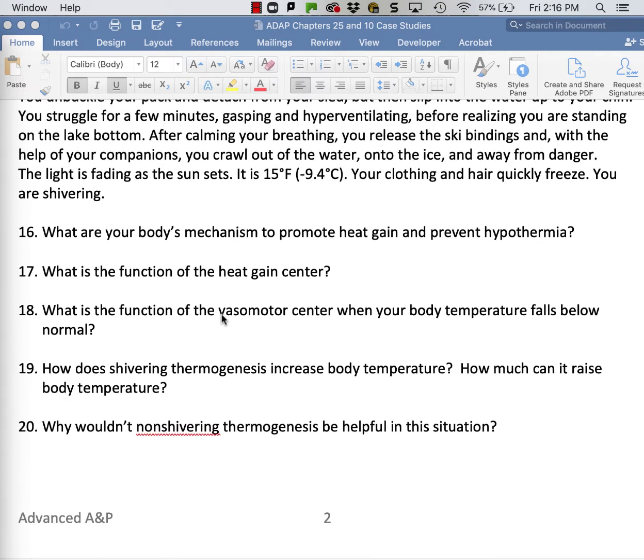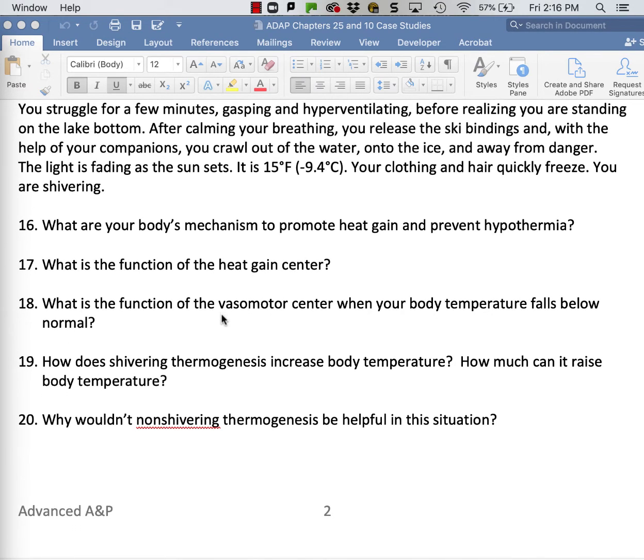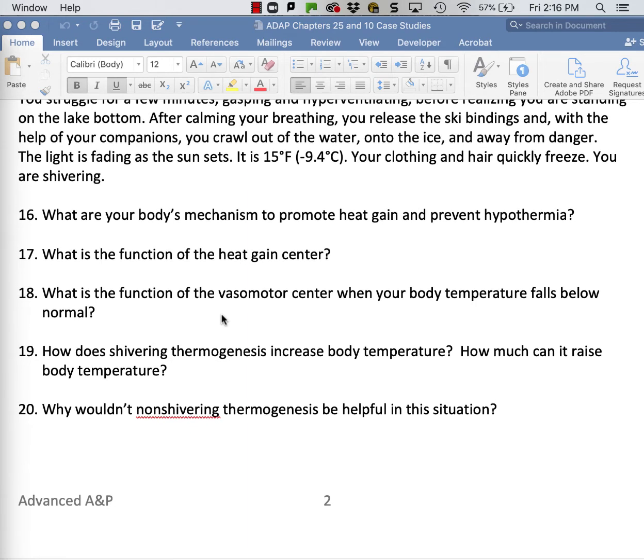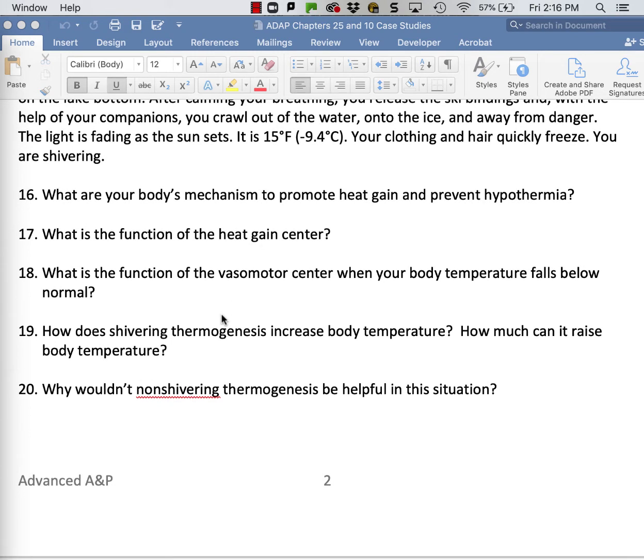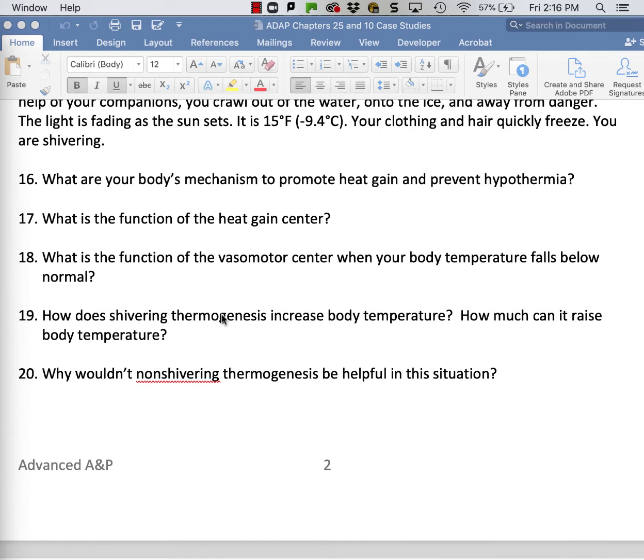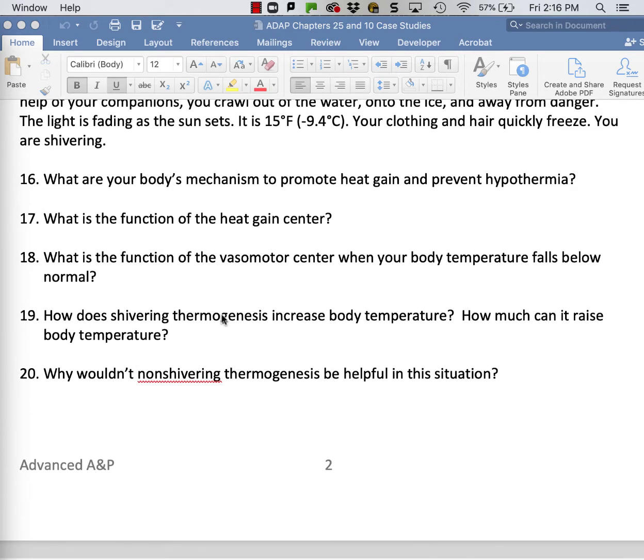You struggle for a few minutes, gasping and hyperventilating, before you realize you are standing on the lake bottom. After calming your breathing, you release the ski bindings, and with the help of your companions, you crawl out of the water onto the ice and away from danger. The light's fading as the sun sets. It's 15 degrees Fahrenheit. Your clothing and hair quickly freeze. You are shivering. What are your body's mechanisms to promote heat gain and prevent hypothermia?